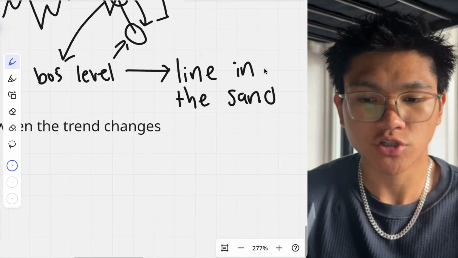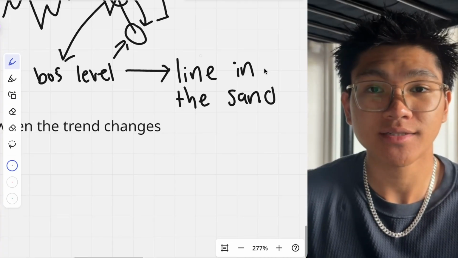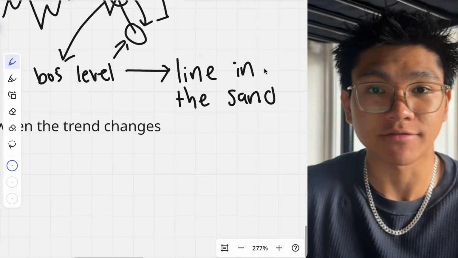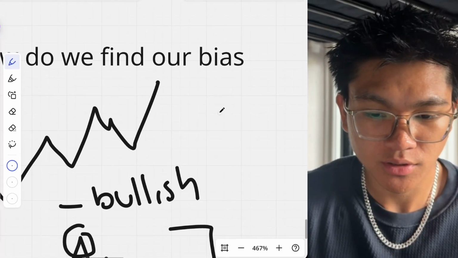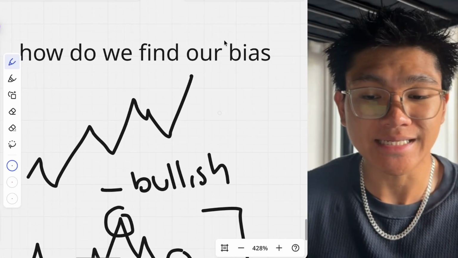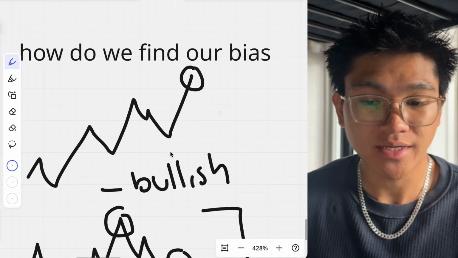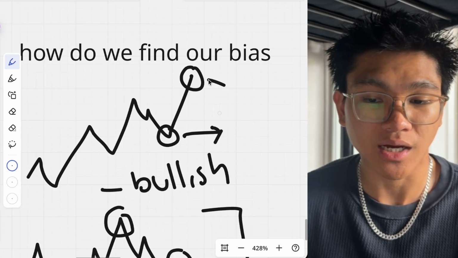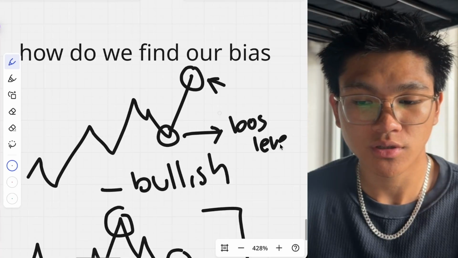We want to think of our break of structure level as the line in the sand that price is going to defend, because if bears want price to continue going lower, then they're going to want to defend that line in the sand. Now, we're going to be going back to our bullish example, and same thing. We ask ourselves, what is the most recent extreme? It is this high all the way up here. So then we take this low, again, it's the low that led to the highest high, and we call this our break of structure level.